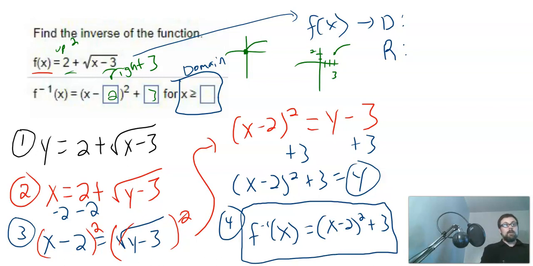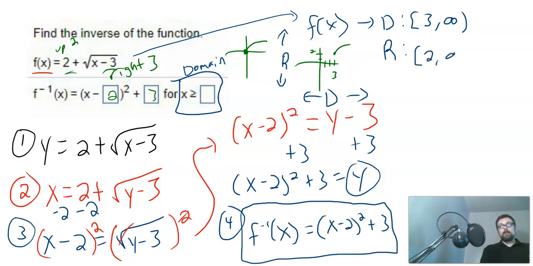All right, so remember, the domain is how far to the left, how far to the right the graph goes. So what's the furthest to the left? It's 3. How far to the right? Infinity. The range is how far down, how far up. How far down does it go? 2. How far up? Infinity. So that's the domain and range of my original function.